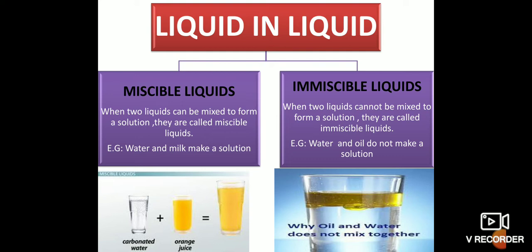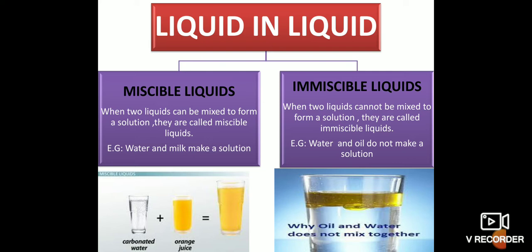When your mother boils the milk, she adds some amount of water, right? Do you see water and milk separately in that container? No, because they both get completely mixed, and that is an example of miscible liquids. So miscible is clear when two liquids are completely mixed with each other.